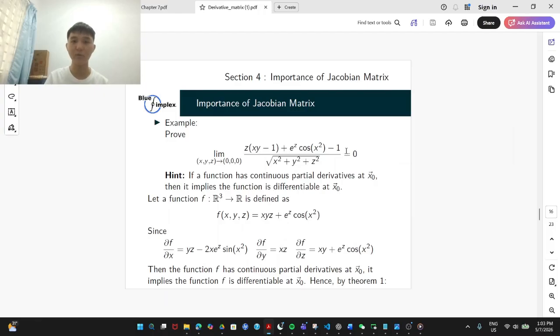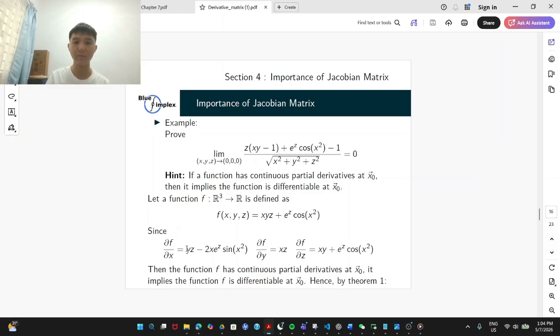This is the example. We want to prove this limit is equal to 0. The hint is given: if a function has continuous partial derivatives at vector x naught, it implies the function f is differentiable at vector x naught. So I define this function, and this is similar to the previous example.